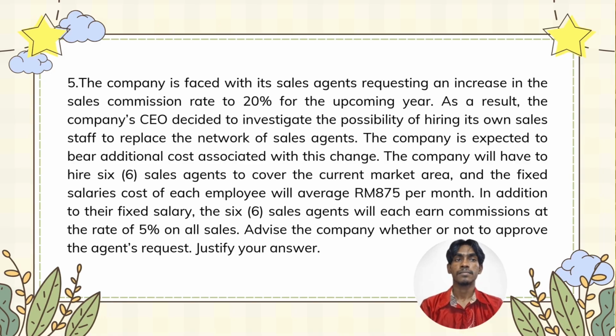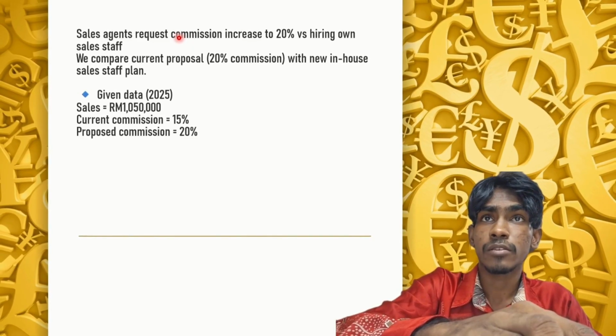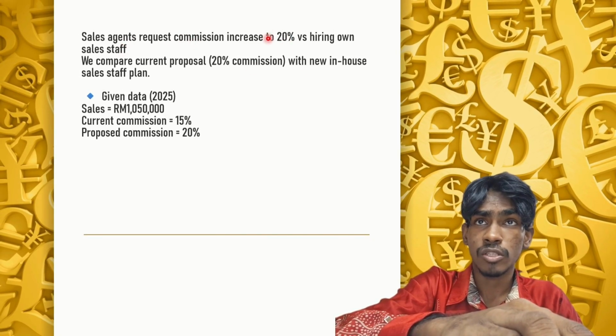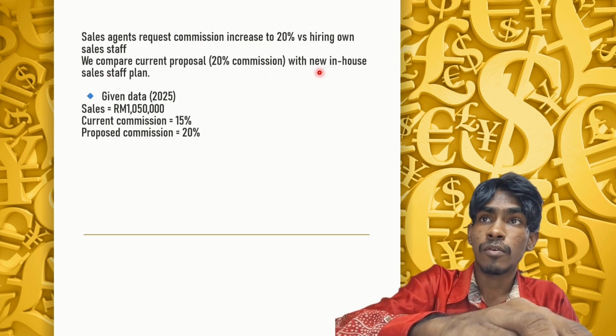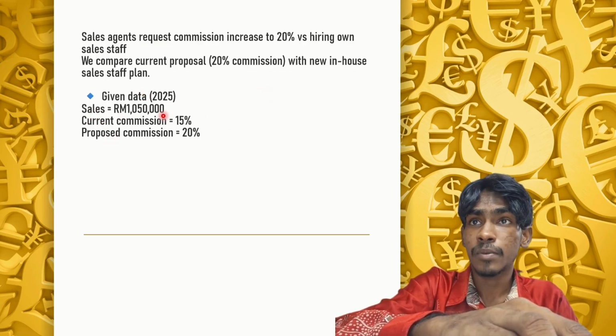Justify your answer. Okay, question 5 is about the sales agents' request for a commission increase to 20% versus hiring our own sales staff. We compare the current proposal, which is 20% commission, with the new in-house sales staff plan and the given data: sales, current commission, and proposed commission. For sales, 1,050,000 ringgit Malaysia, current commission 5%, and proposed commission is 20%.